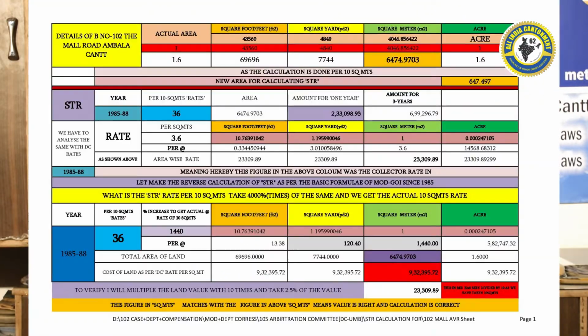So that's very important. Now, the collector rate which was put in 1985-88, for 3 years the STR rate is calculated. Let's say in 85 the collector rate was something, 86 it was something, 87 it was something. So the department will club all the 3 collector rates and calculate the STR on the basis of the percentage increase. Now I am going straight.